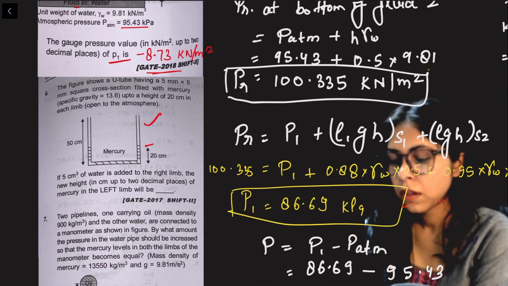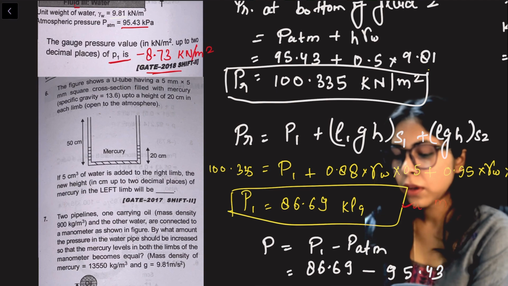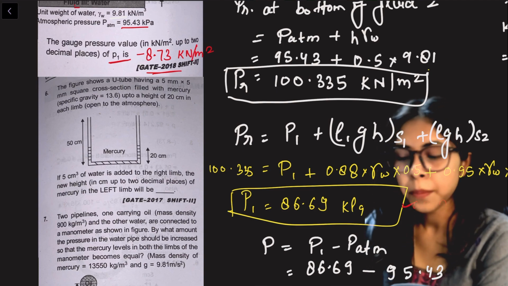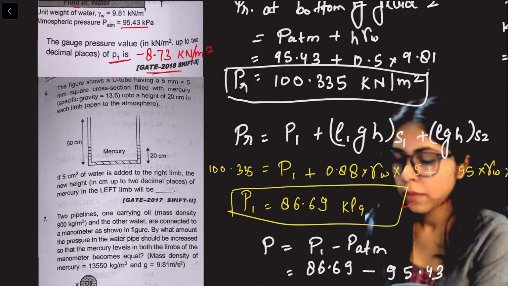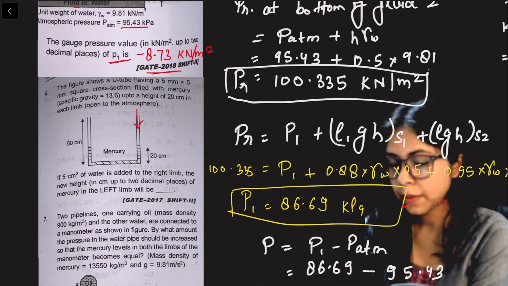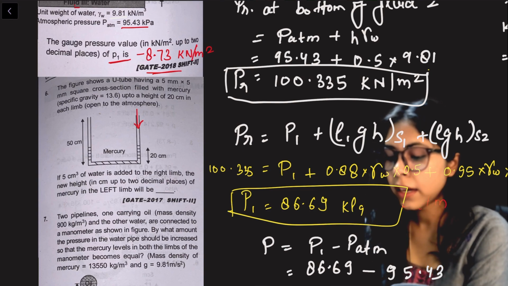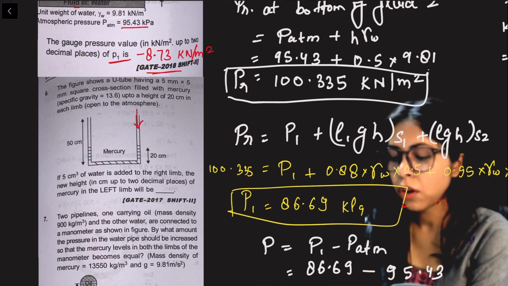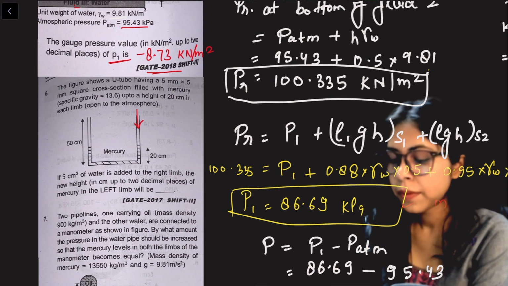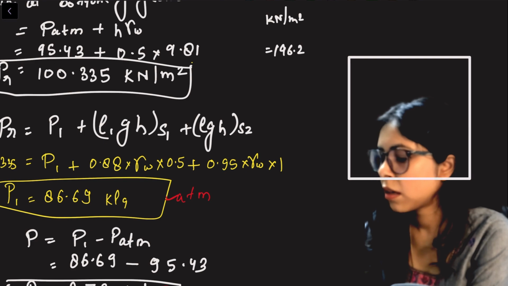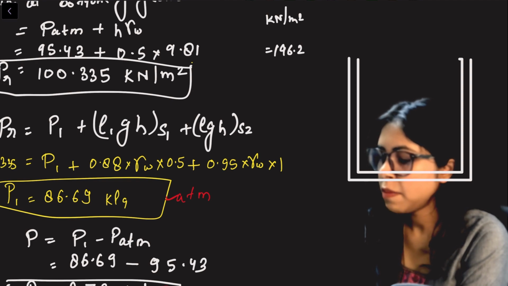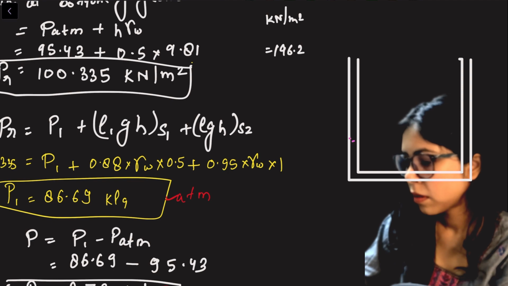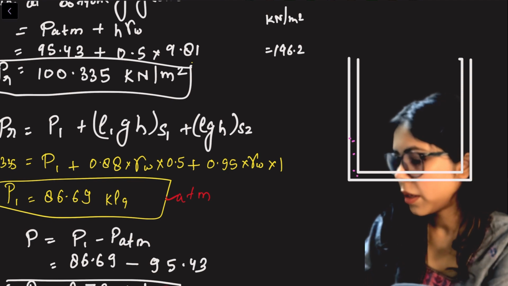Now if 5 centimeter cube of water is added to the right limb, the new height in centimeter, up to 2 decimal places, of mercury in the left limb will be, if we see, we have something like this. So this is a U-tube manometer in which they have filled the mercury up to 20 centimeter.